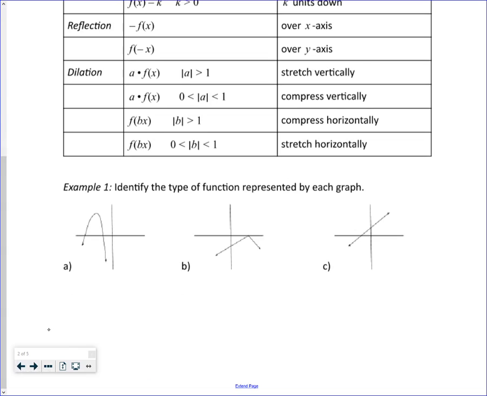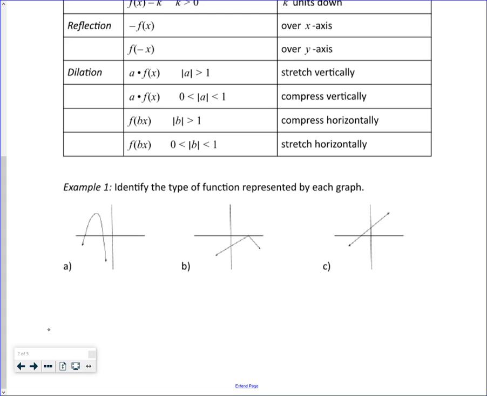Yeah. All right, identify the type of function represented by each graph. So they just want me to tell them if it's a constant, an identity, a quadratic, or an absolute value. They just want me to tell them which kind it is. So all we're doing is looking at the shape. I don't care if it's upside down, flipped, skinny, or fat, it doesn't matter. I'm just looking at the shape.